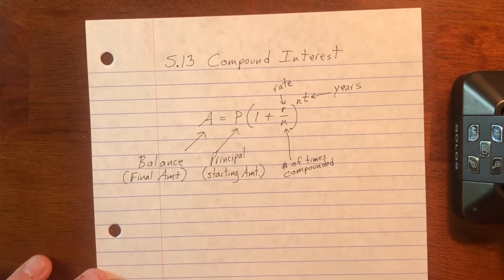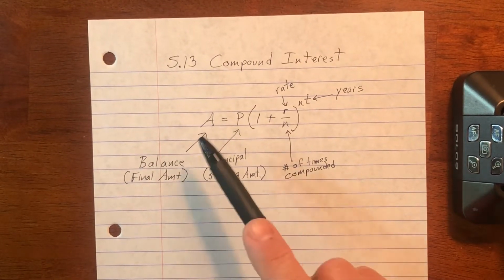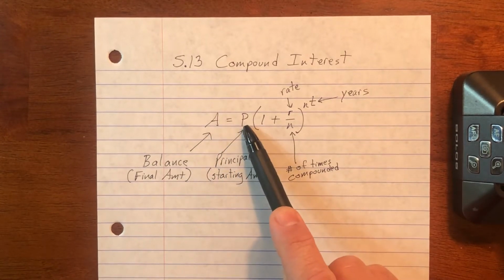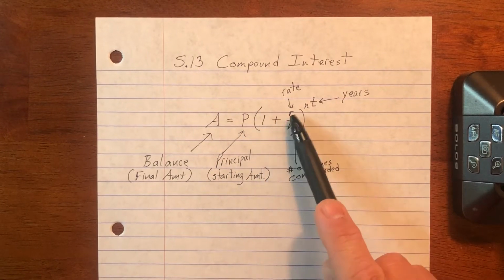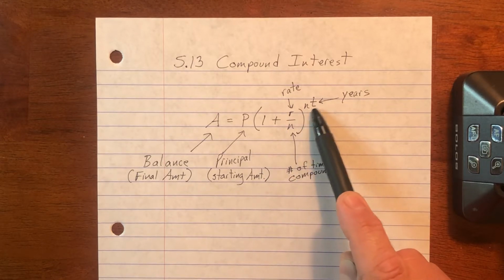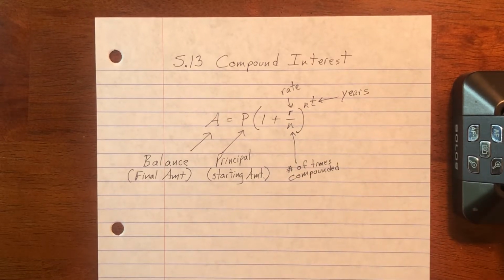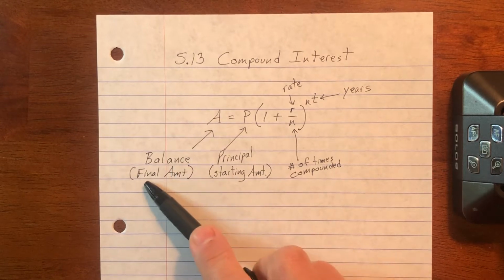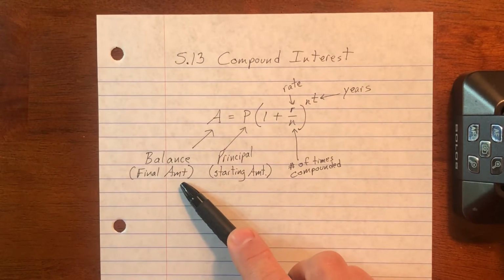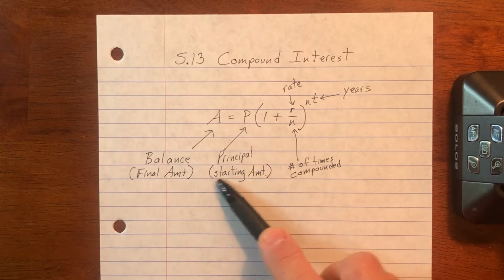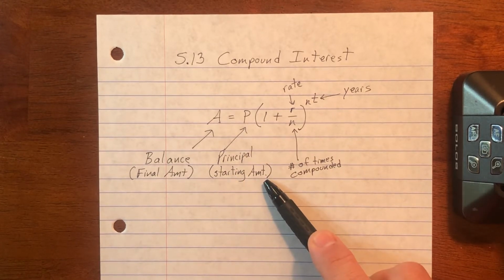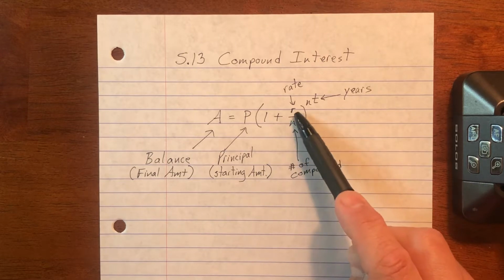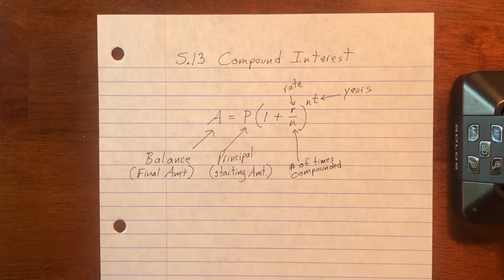Compound interest, as you know, uses this formula. A is equal to P times parentheses 1 plus R divided by N, all raised to the N times T power. Well, that's complicated and that looks crazy, but here's what it means. A is the balance or the final amount of money in the investment. P is the principal or the starting amount of money in the investment. 1 is just 1. R is the interest rate as a decimal. So again, if that's 8%, you'd write that as 0.08.